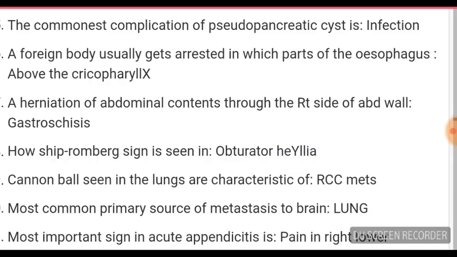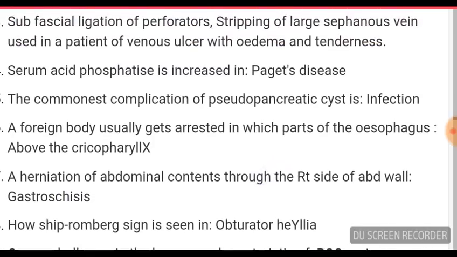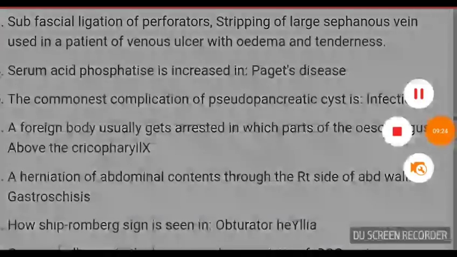A herniation of abdominal contents through the right side of the abdominal wall is gastroschisis. A foreign body usually gets arrested in which part of the esophagus? Above the cricopharynx. Serum acid phosphatase is increased in Paget's disease. The commonest complication of pseudopancreatic cyst is infection. Subfascial ligation of perforators and stripping of the great saphenous vein is used in patients with venous ulcer with edema and tenderness.